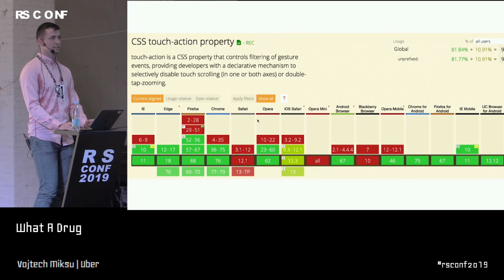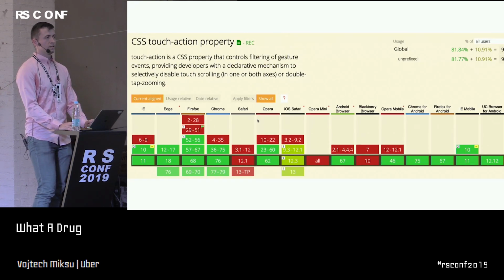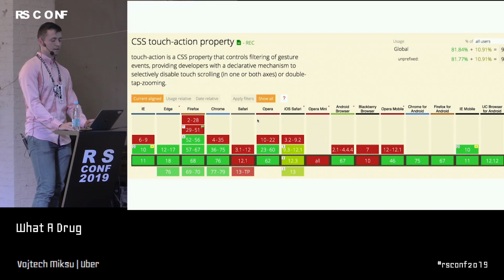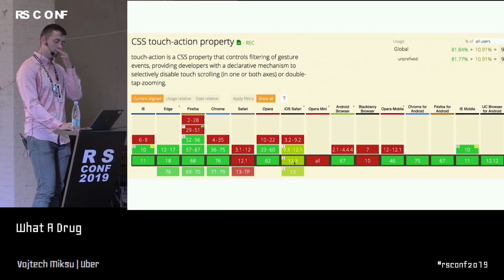And if you think about it, touch scrolling is exactly the same gesture as drag and drop on your phones. So if it's not disabled, the whole thing is not going to work well. And specifically, it's not going to work on your iPhone. Even IE supports this CSS property, but Safari not really. So what else can you do?